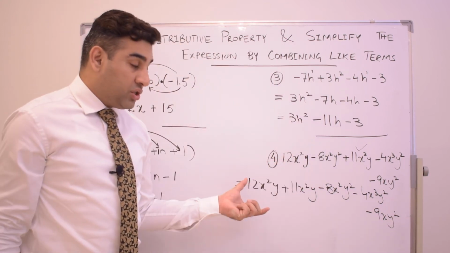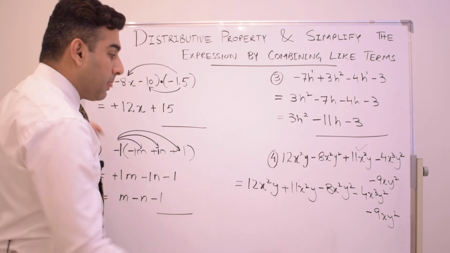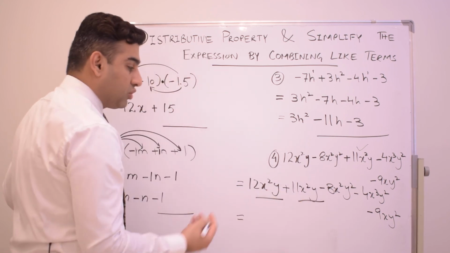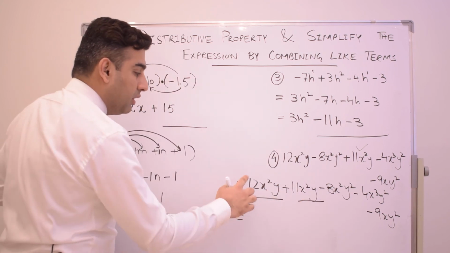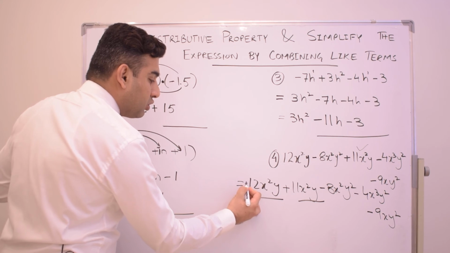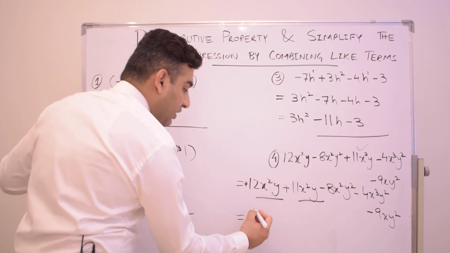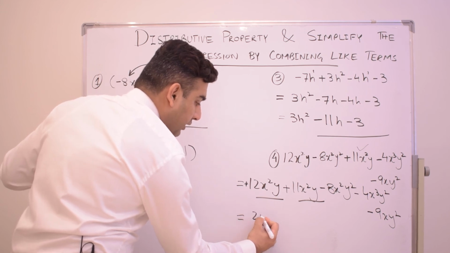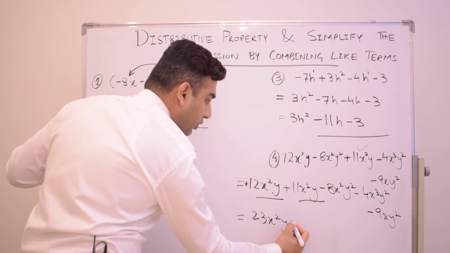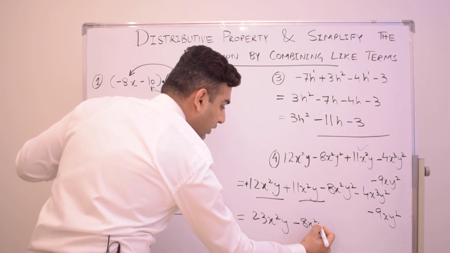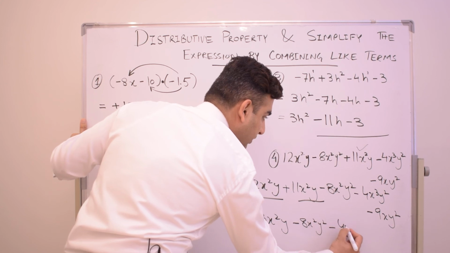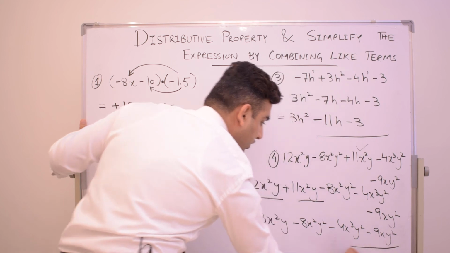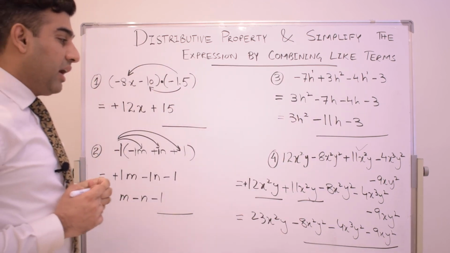So guys, we gathered the like terms. Now we do the simplification. These 2 terms are the same, so we have to combine them and make 1 term. Both have the same signs, so of course we add them. 12 plus 11 will come 23. 23x square y, minus 8x square y square as it is, minus 4x cube y square, minus 9x y square. So guys, this is our simplified answer.